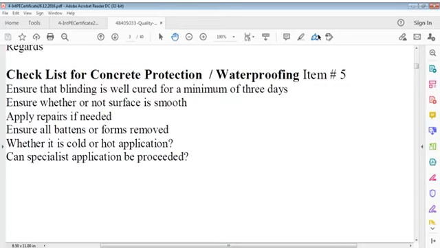Then we say ensure that blinding is well cured for a minimum of 3 days. Blinding concrete is well cured for a minimum of 3 days. Ensure whether or not the surface is smooth. Apply repairs if required. Ensure all battens or forms are removed, whether it is cold or hot application. Can specialist application be proceeded?